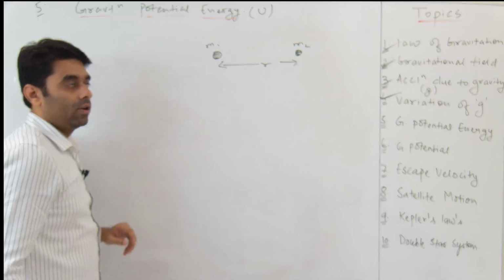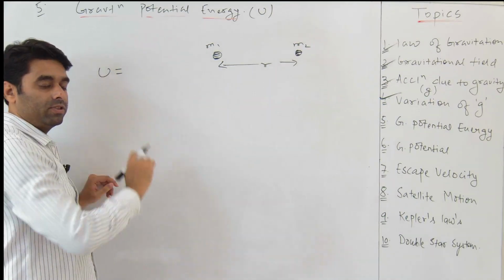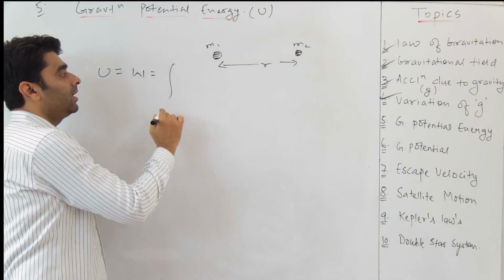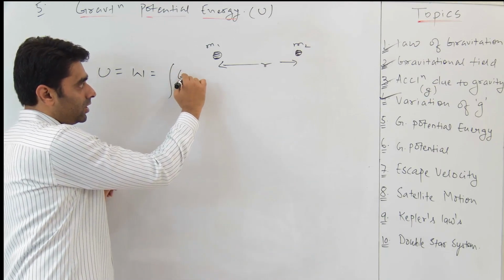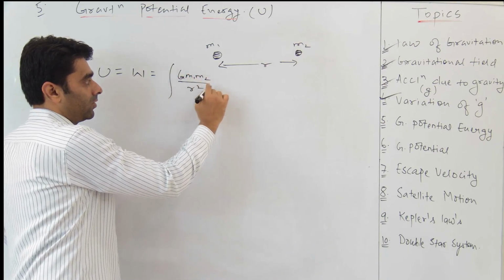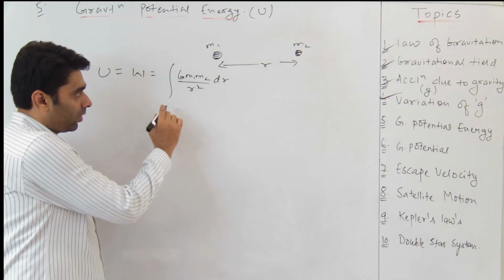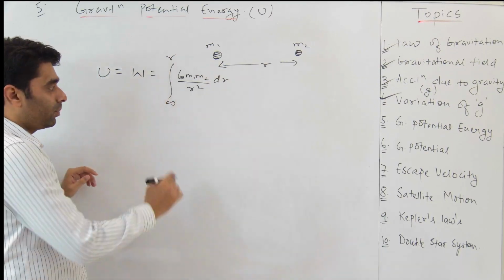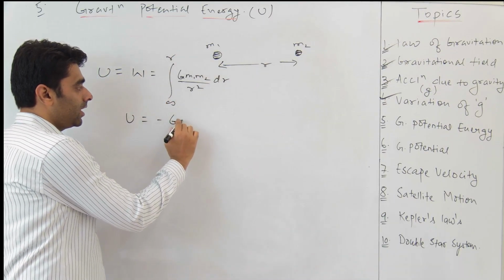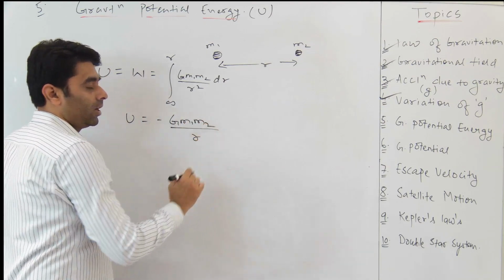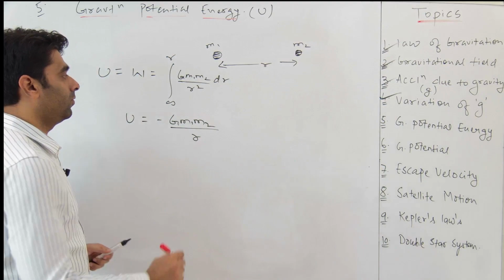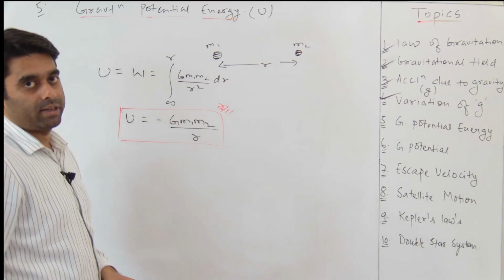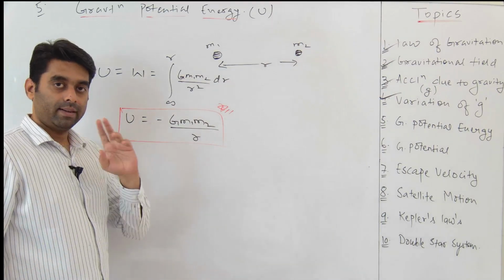to this distance r. So U, the gravitational potential energy, will be the work done, which is the integral of force into displacement. So G m1 m2 by r square into dr, as it is brought from infinite separation to a distance r, right? When we integrate, the potential energy we get is minus G m1 m2 by r. Now this is your gravitational potential energy for two masses which are separated by a distance of r.